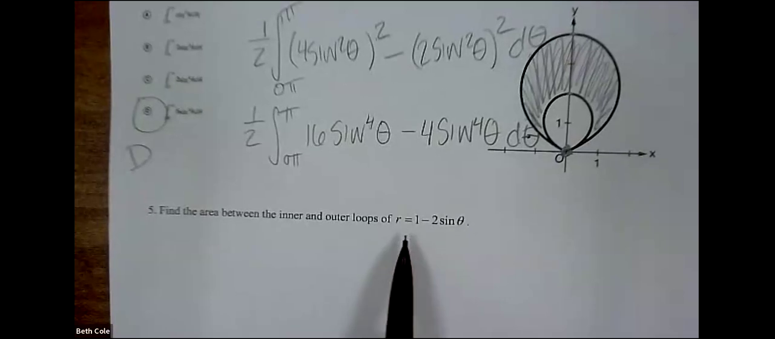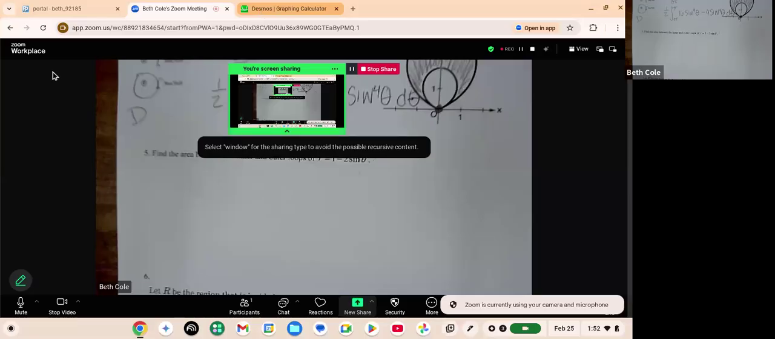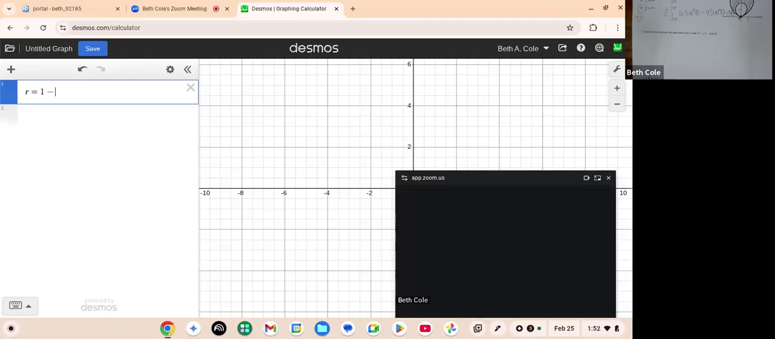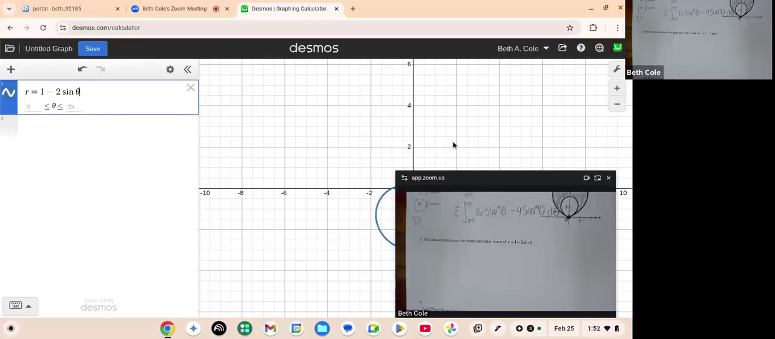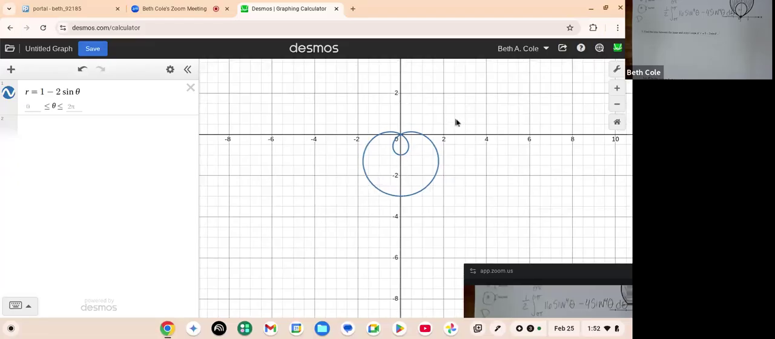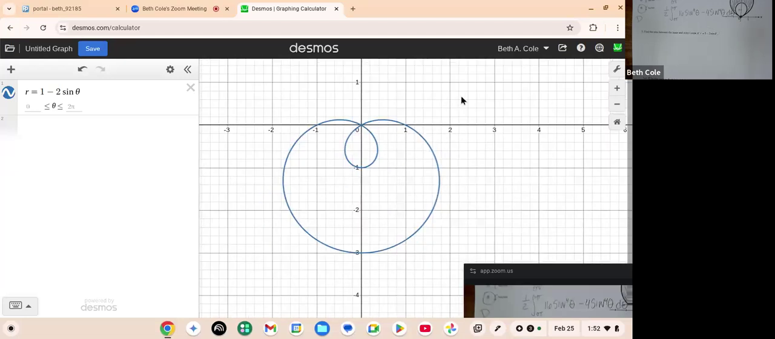All right, this one I would like a picture of, so let's go and type that in our calculator. All right, how does this look? Oh, it's a little loop. Do you remember what these are called? These with an L? Limaçon. Yeah, with the little accent on the C. All right, what does it want? That's the picture, but we want the area between the inner and outer loop.